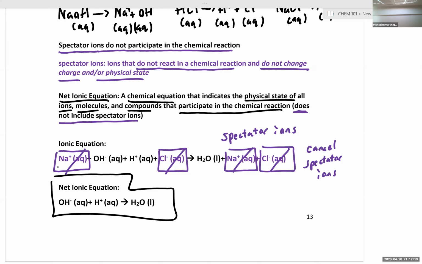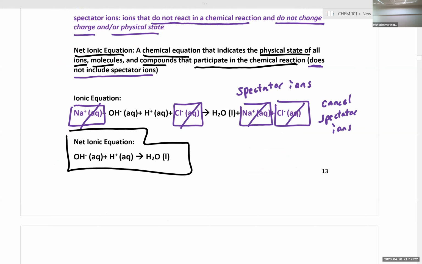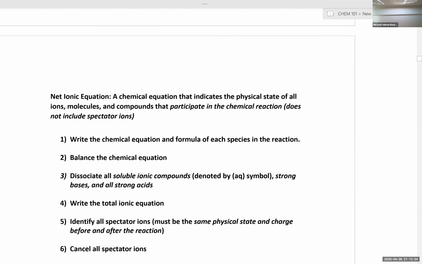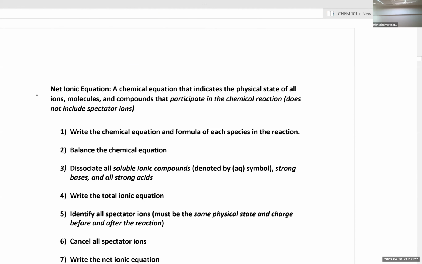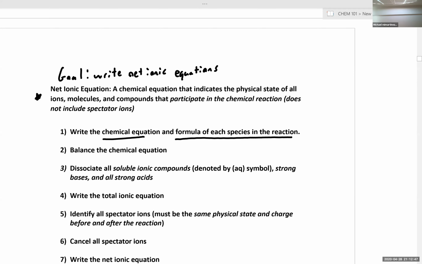That's the theory. Let's talk about the practice. How do we actually write net ionic equations? That's our goal. Step one, you write the chemical equation and formula of each species in the reaction. Then we balance our chemical equation. We've done that before. Now is where things get interesting.